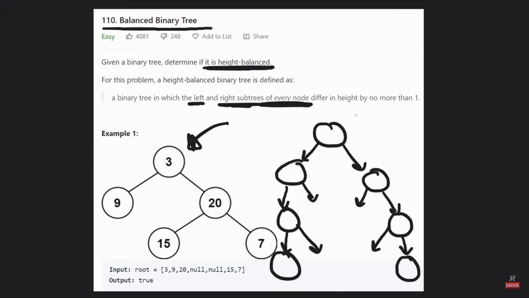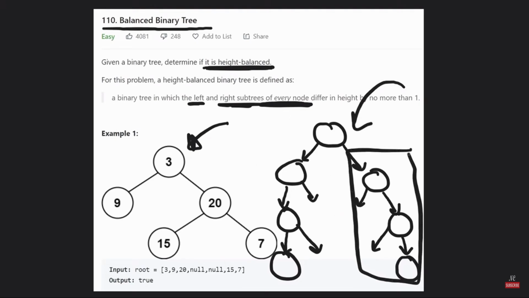And just to show you a counter example, so this is kind of a badly drawn tree, but take a look at the root node, right? If we take a look at the left tree over here, the height is 3. If we take a look at the right subtree, the height is 3. So the difference is 0, which fits into our criteria. So from the root node, the left subtree and the right subtree are balanced.